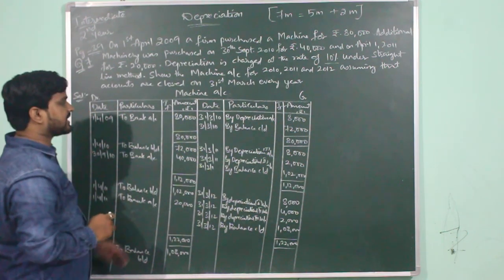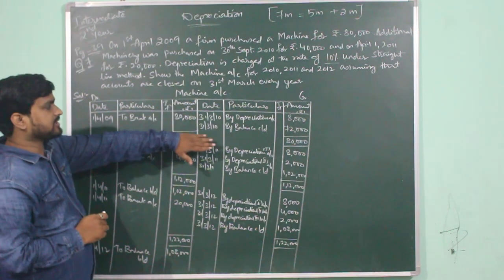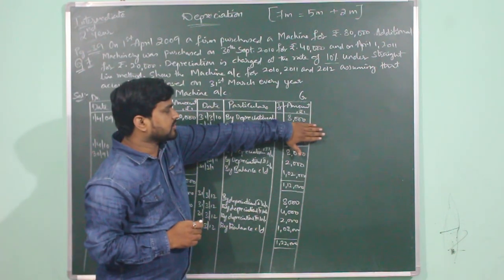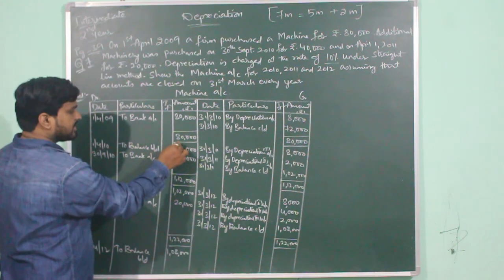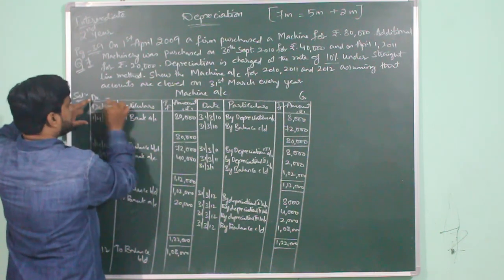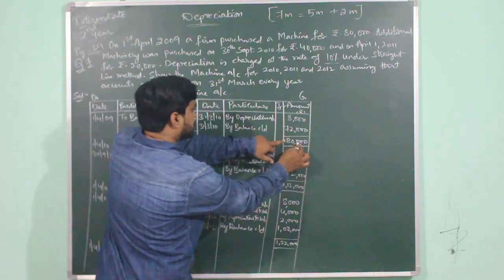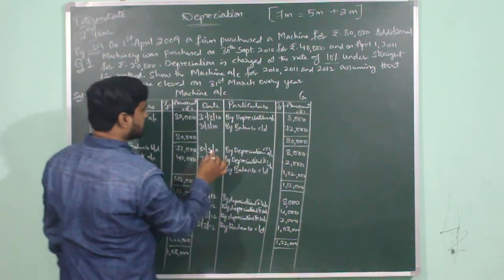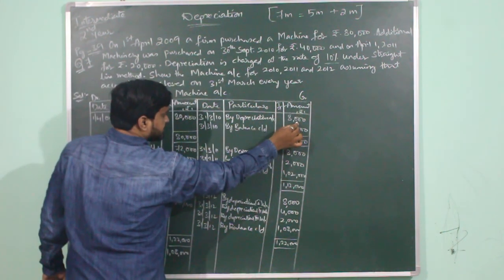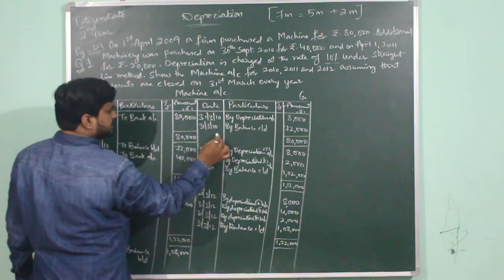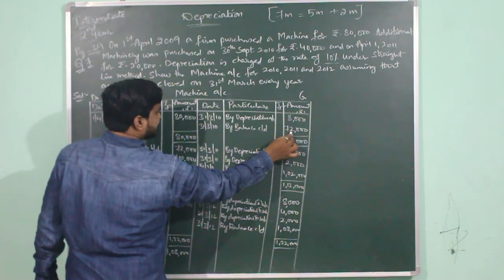So how do we balance the account now? Here the total is 80,000 whereas here the total is only 8,000. So the highest value is 80,000. So 80,000 will be recorded on debit side of machine account as well as 80,000 will be recorded on credit side of machine account. Then the difference amount will be subtracting 8,000 from 80,000. Then the value at the end of the first year will be 72,000.